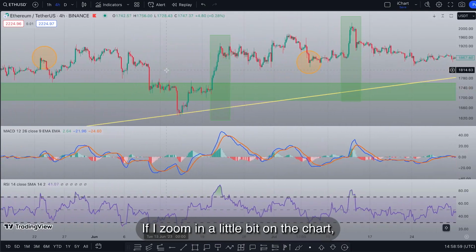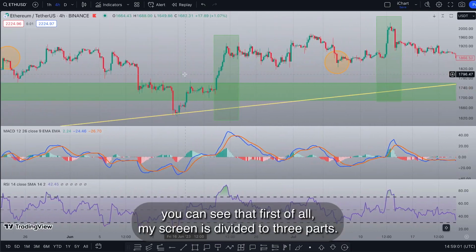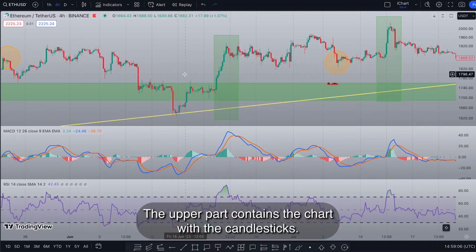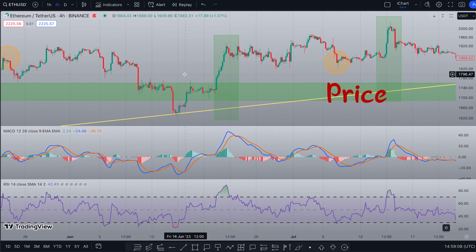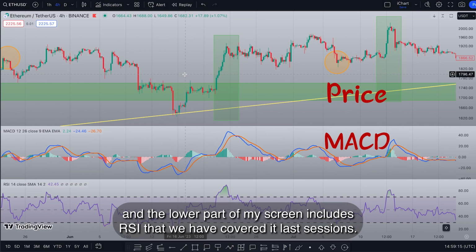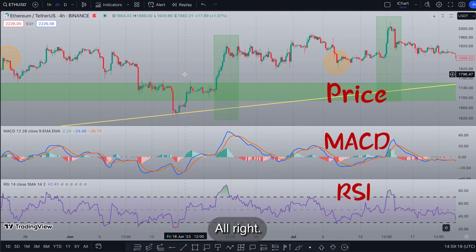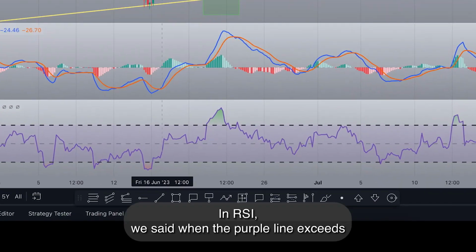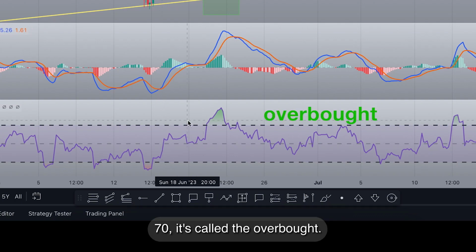If I zoom in a little bit on the chart, you can see that my screen is divided into 3 parts. The upper part contains the chart with the candlesticks. The middle part includes the MACD, as we have talked about, and the lower part of my screen includes RSI that we have covered in last sessions. All right, in RSI, we said when the purple line exceeds 70, it's called overbought.